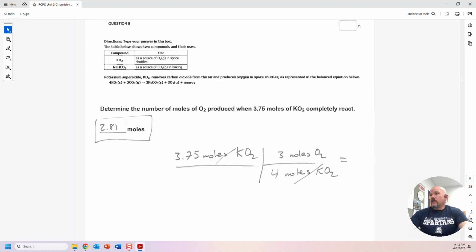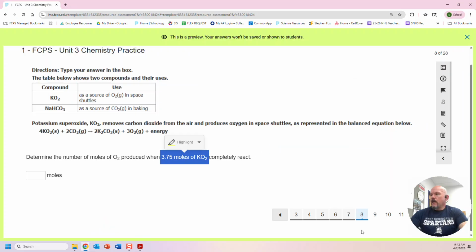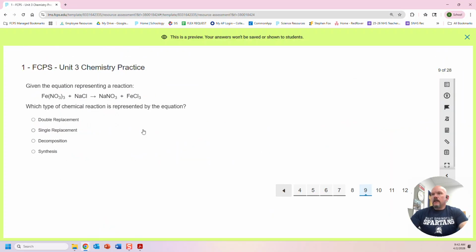All right, and we should have 3 sig figs. This ratio is exact, so those don't limit us in terms of sig figs. So 3.75 moles has 3 sig figs, so my final answer should have 3 significant figures, okay? All right, moving on here.